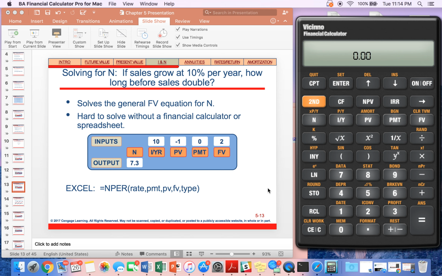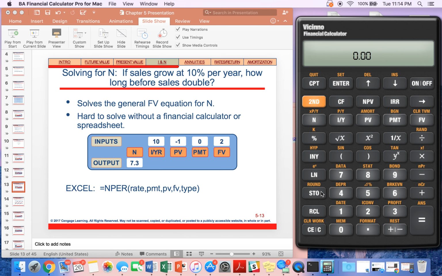So we are going to go ahead and solve for this. We're going to skip over N because that is the input that we're solving for. We know that we're going to have sales growth of 10%. Our present value is that $1 that we're talking about doubling. It's going to be a negative $1. We don't have a payment in this question, so we're just going to put 0 in. And if we're doubling $1, that means it's going to be $2, right? So we're going to have a positive $2. And then we're going to compute for N.